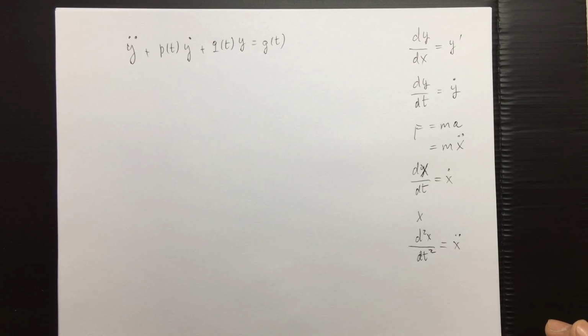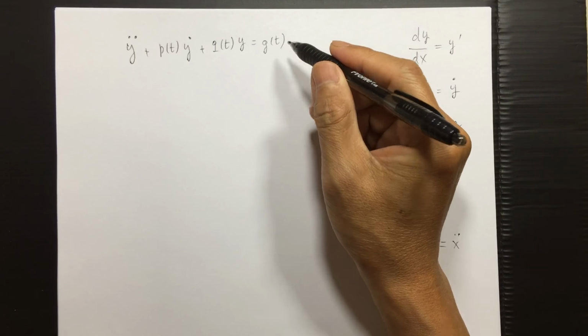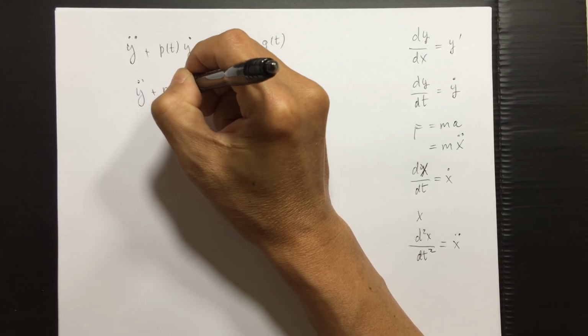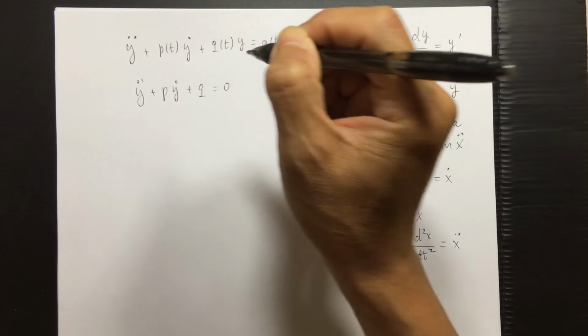Okay, now let's see how we do this. Yeah, the first thing we're going to do is forget about this g. You just say y double dot plus p y dot plus q y equal to 0. We'll try to solve this one.